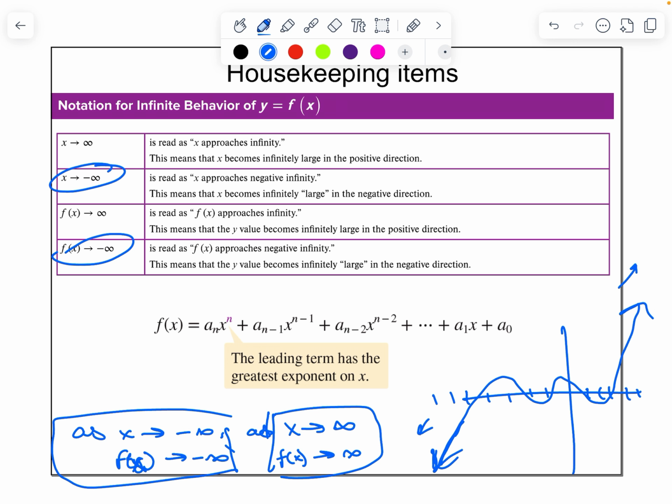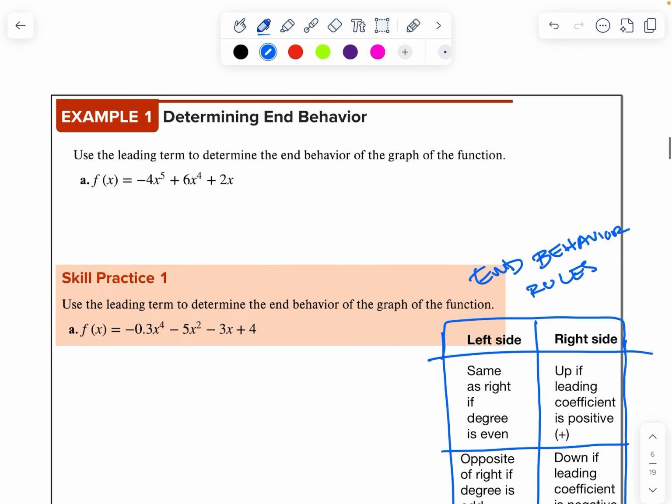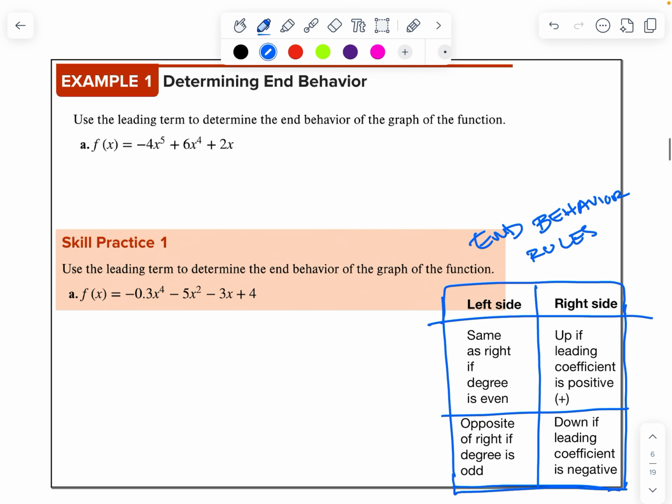There's some ways to figure that out based on an equation. And really, your leading coefficient is going to tell you a lot, and your degree is going to tell you a lot about that. Here are the rules. You can look at this chart for a second. Pause the video and look at this chart. We're going to really look at the right side first, and then that's going to help us determine the left side. So for the right side, if the leading coefficient is positive, then the right side is going to go up. If the leading coefficient is negative, the right side is going to go down.